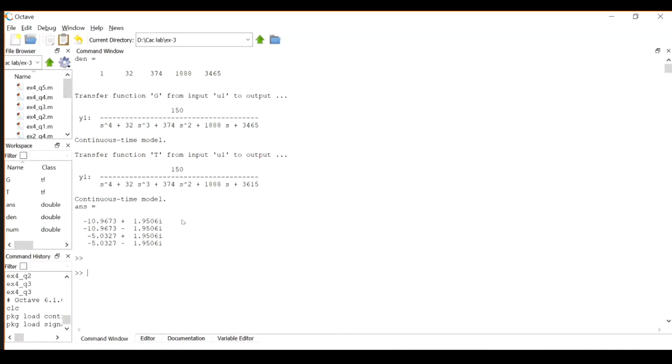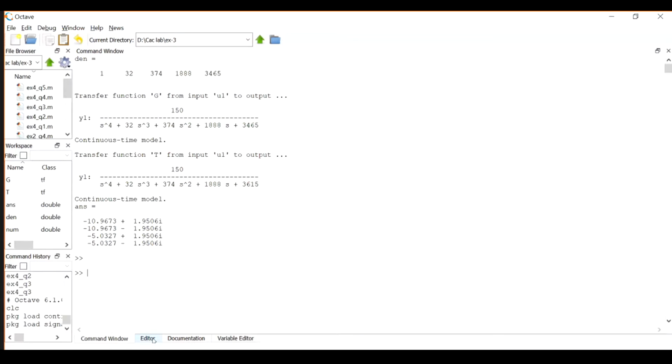And the net transfer function can be written as 150 upon s to the power 4 plus 32 s cube plus 374 s square plus 1888 s plus 3465. So now the final answer for the poles can be seen over here: minus 10.97673 plus 1.568 and so on. This is the answer for the poles. Now we move to the second question.